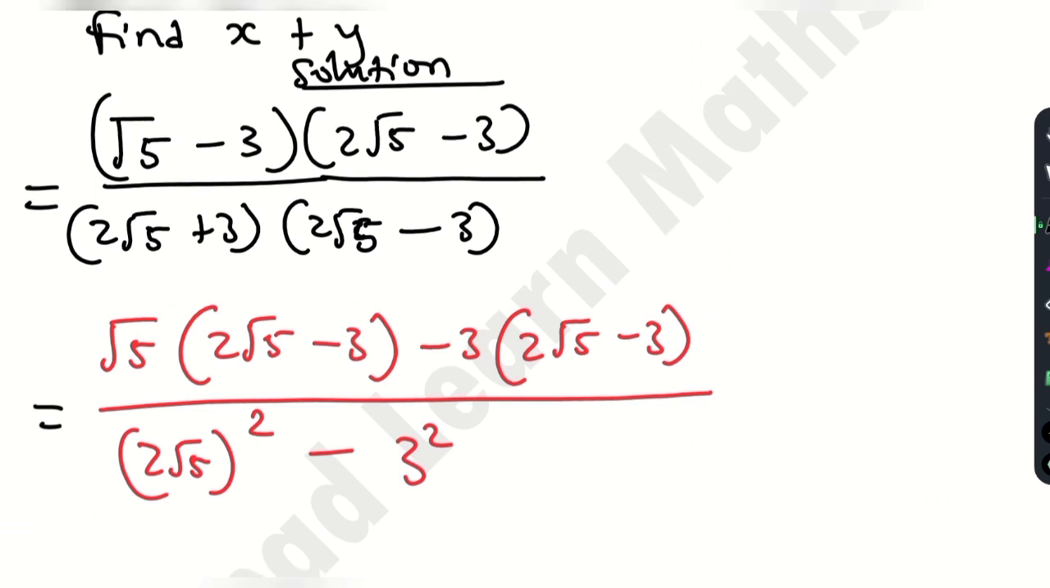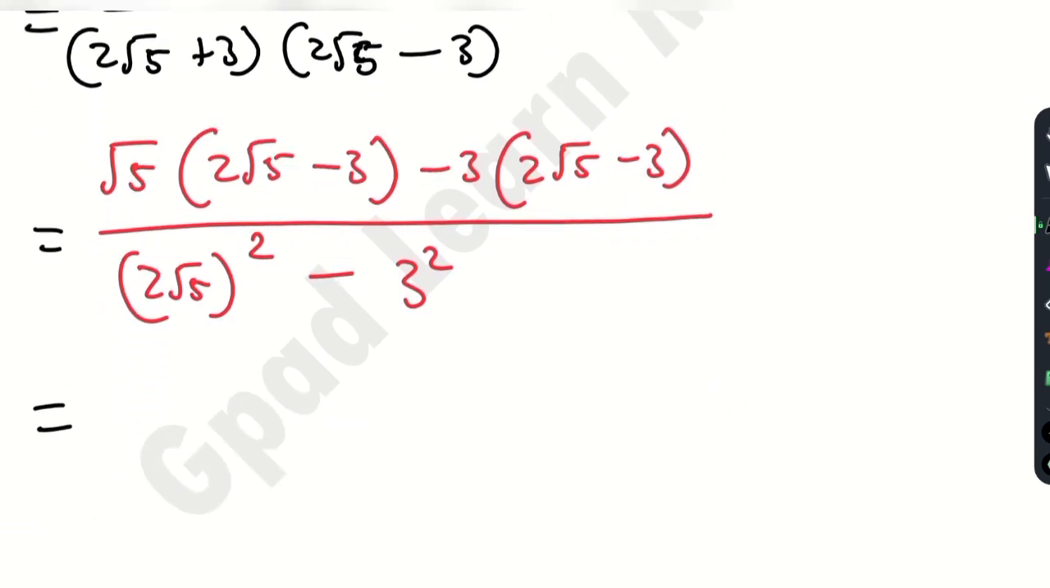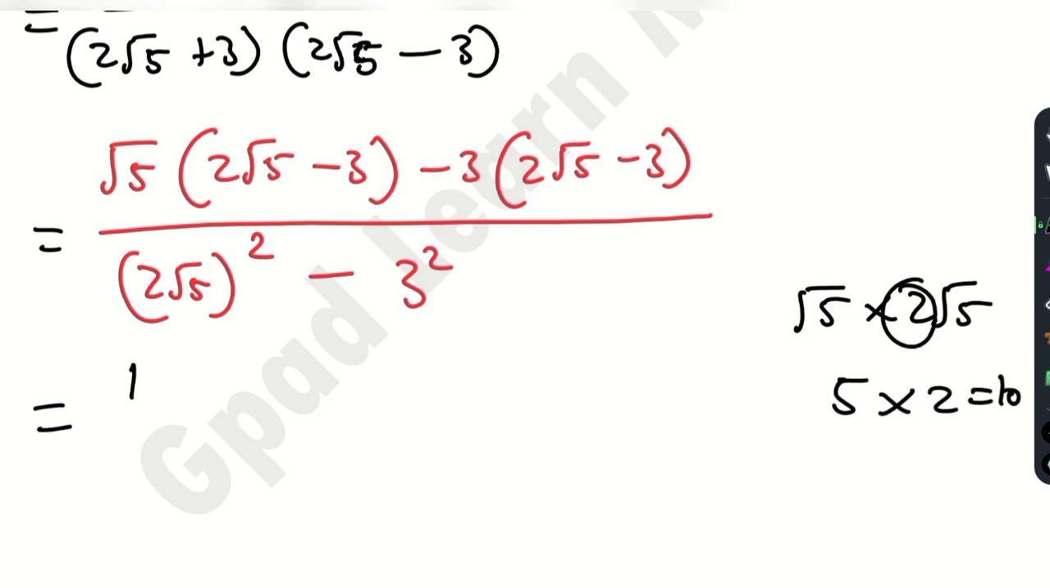Now, let's expand the numerator. I'm going to have root 5 times 2 root 5, which is 10. Let me show you why that's so. Root 5 times 2 root 5. What is root 5 times root 5? That's 5, because root 5 times root 5 is root 25, and root 25 is 5. So that's 5 times this 2 that we have, which is 10. You can either say surd or root, but I'm using root in this case. I will use them interchangeably.